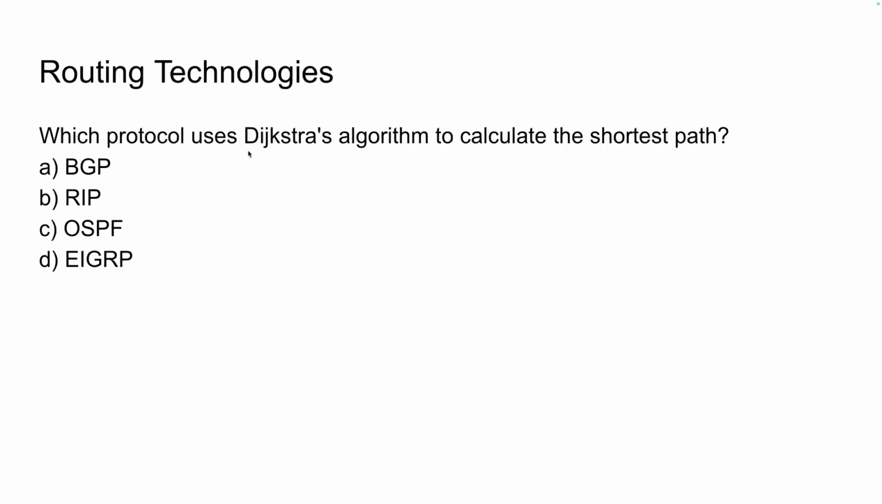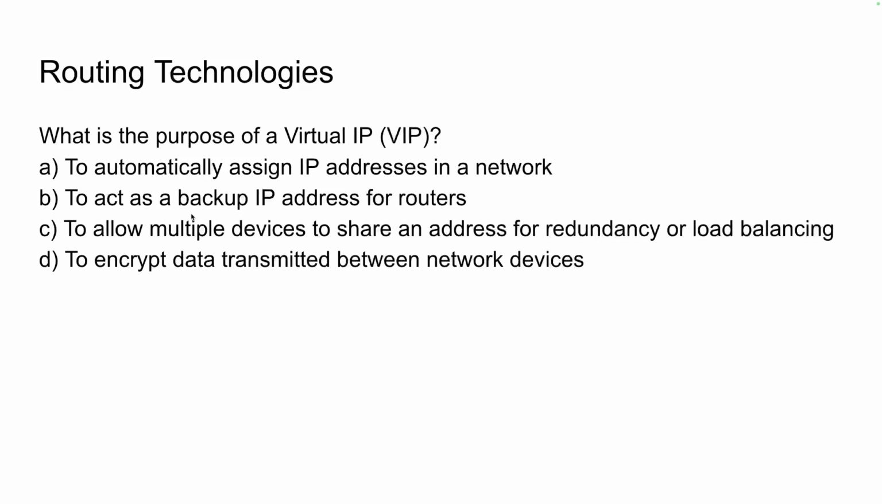Which protocol uses the Dijkstra algorithm to calculate the shortest path? And that is Open Shortest Path First. There we go. What is the purpose of a virtual IP, so the VIP? To automatically assign IP addresses in a network, to act as a backup IP address for routers, or to allow multiple devices to share an address for redundancy or load balancing.